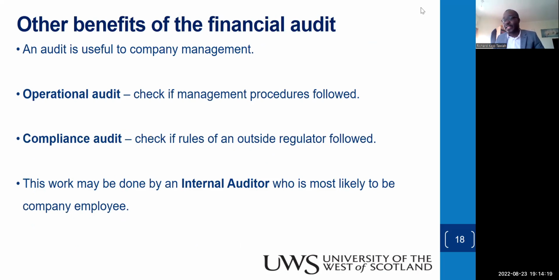Other benefits of financial audit, which we'll be looking at more. We have operational audit: are procedures being followed? Compliance audit: are we complying with what the regulator has stated? The internal auditor can do this operational and then compliance. And when you come to ISA, International Standards on Auditing 610, you will see that the external auditor will place reliance on the work of the internal auditor. There are some criteria which they need to look at. I'll look at that in the next video.